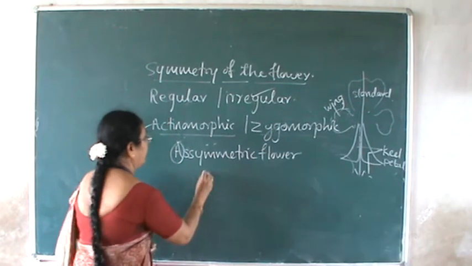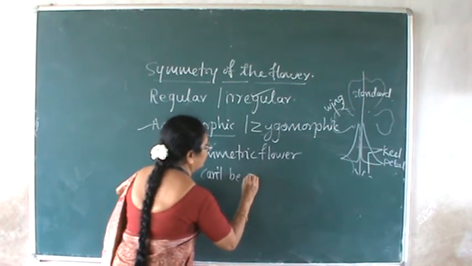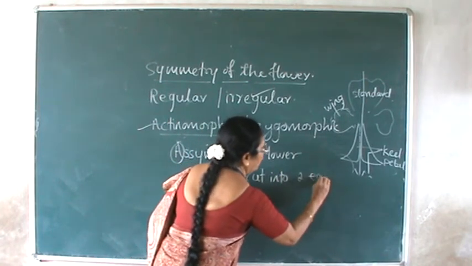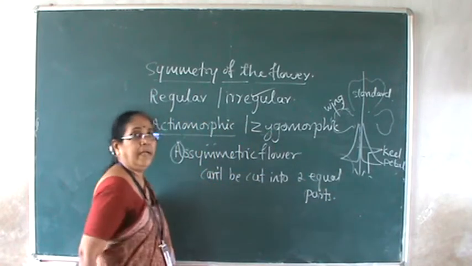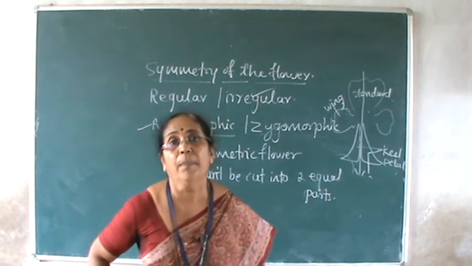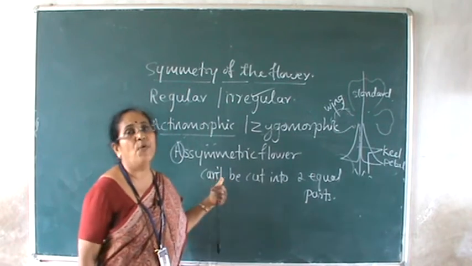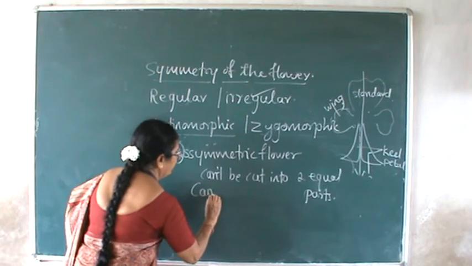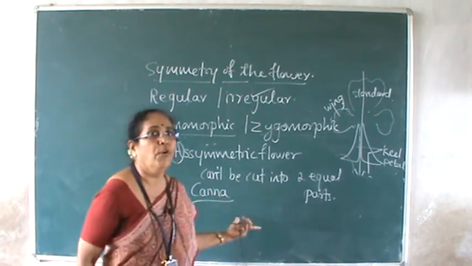It cannot be cut into two equal parts. You can try and check. It cannot be cut into two equal parts, and in that case it is called an asymmetric flower. And this is found in the common garden plant that is called canna. Kalpale, or kapale, is called with colorful flowers.